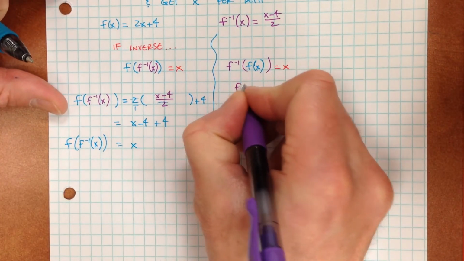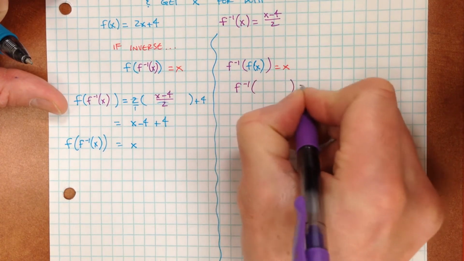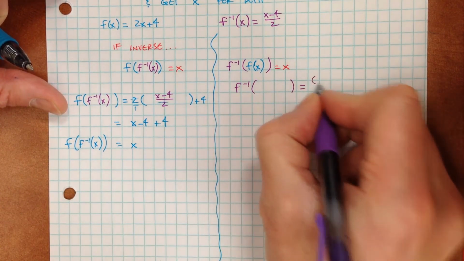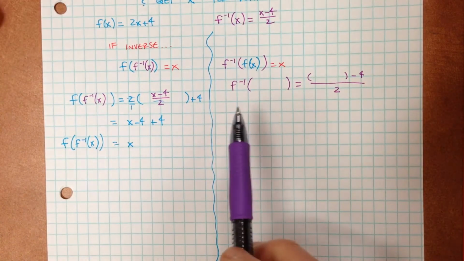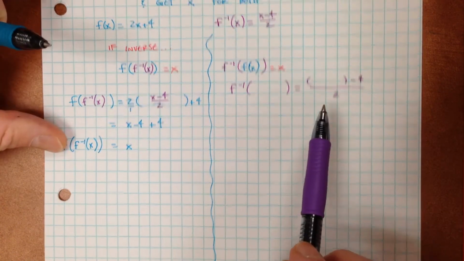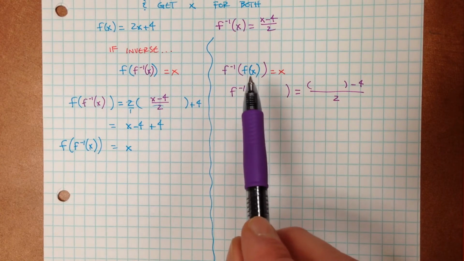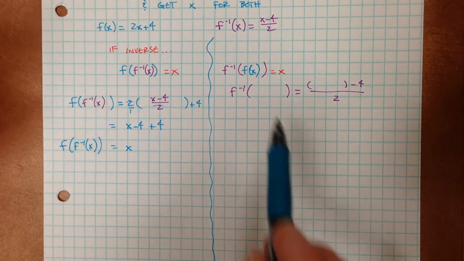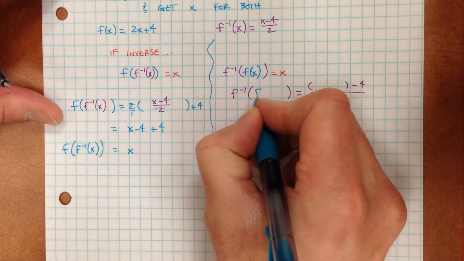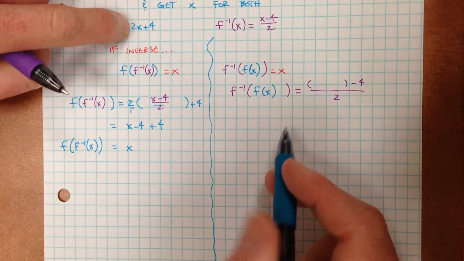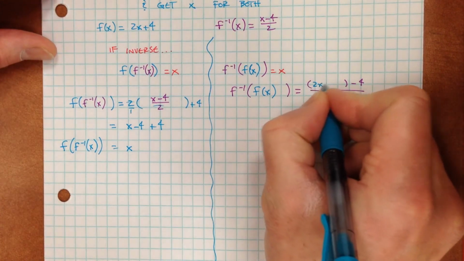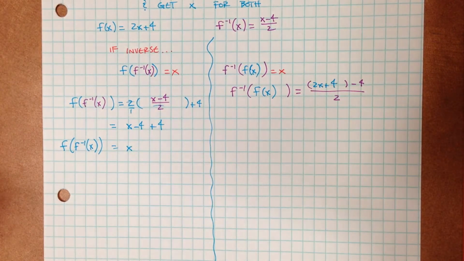So I will take f inverse of x equals x minus 4 over 2. That is my inverse function in purple right there, and I've left a spot to substitute in f of x. So instead of plugging in a value, we are plugging in a function. What function am I plugging in? Well, it is 2x plus 4. So 2x plus 4 goes where my x value is.